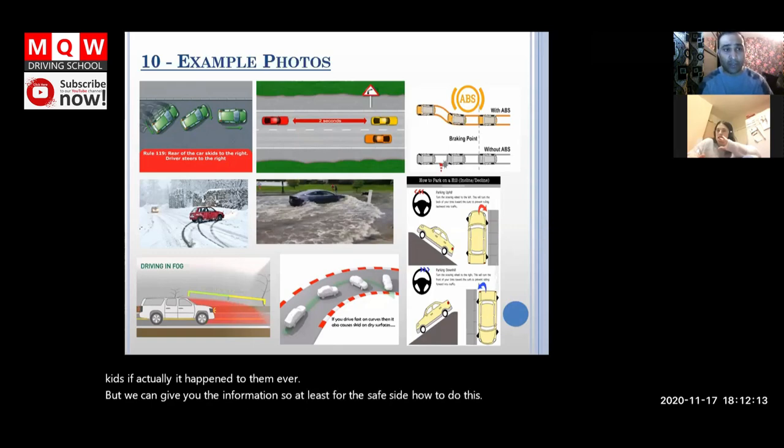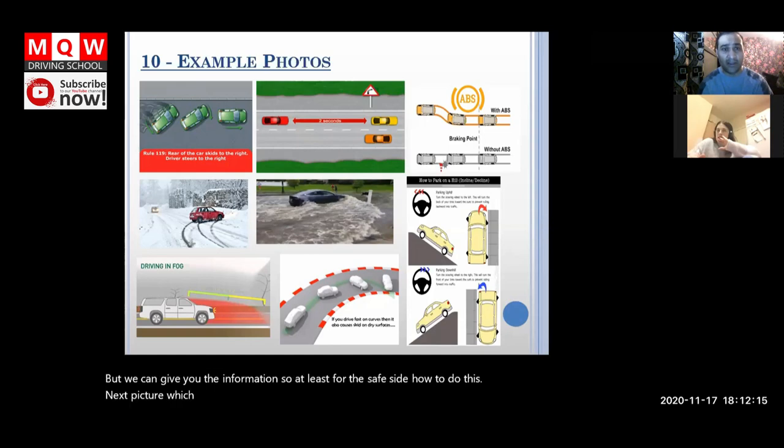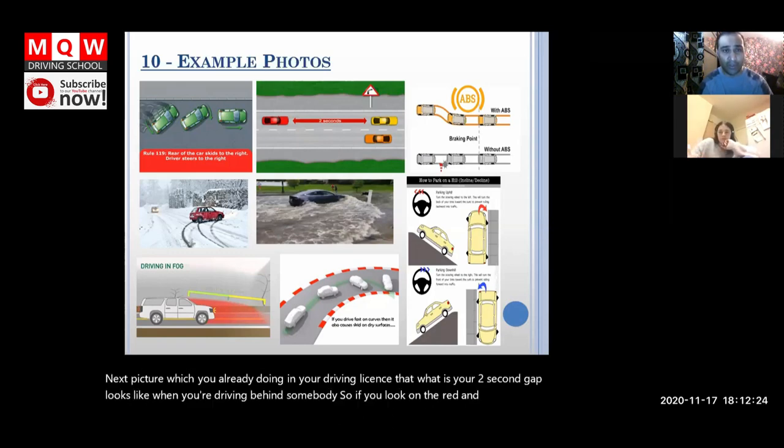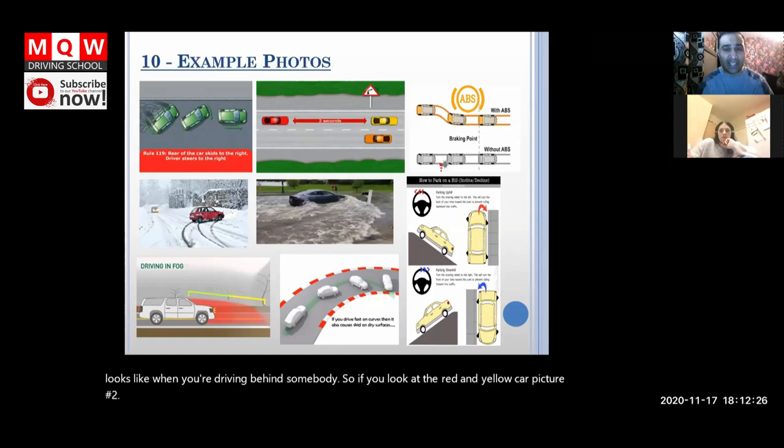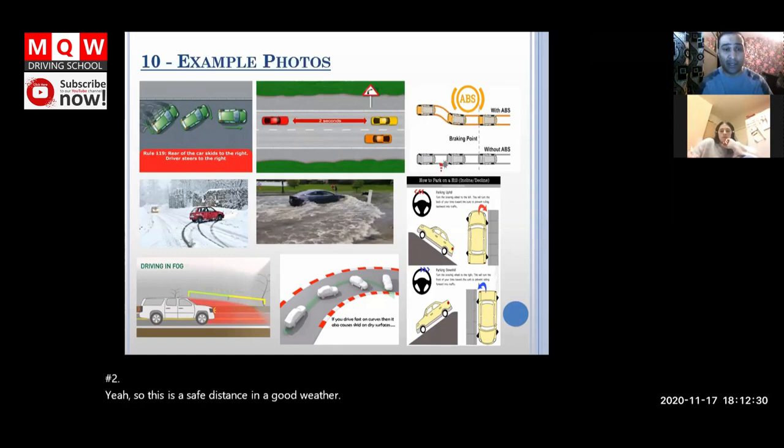Next picture, which you're already doing in your driving lessons, is what your 2 second gap looks like when you're driving behind somebody. If you look at the red and yellow car, it's picture number two. This is a safe distance in good weather. But when the weather is wet, rainy, then you keep it 4 seconds. When it's snow, 10 seconds. So that's your margin.